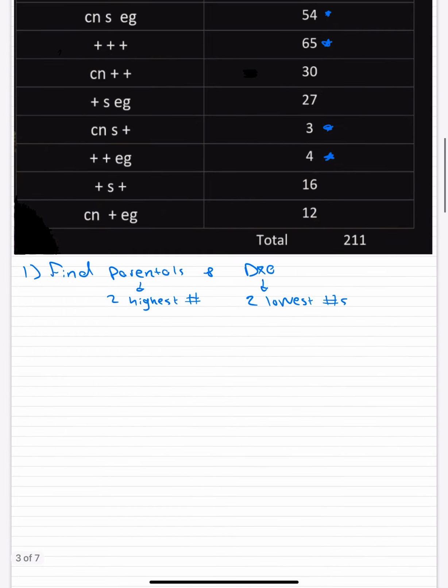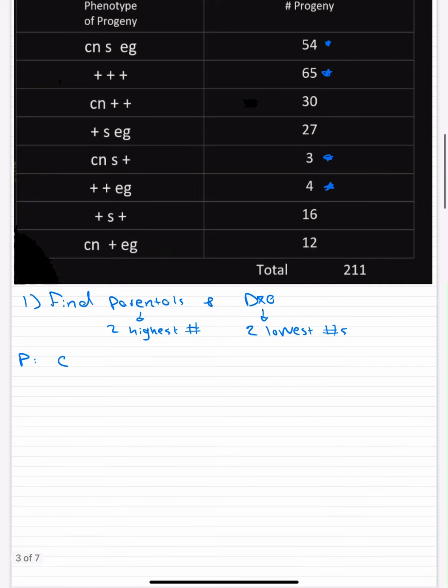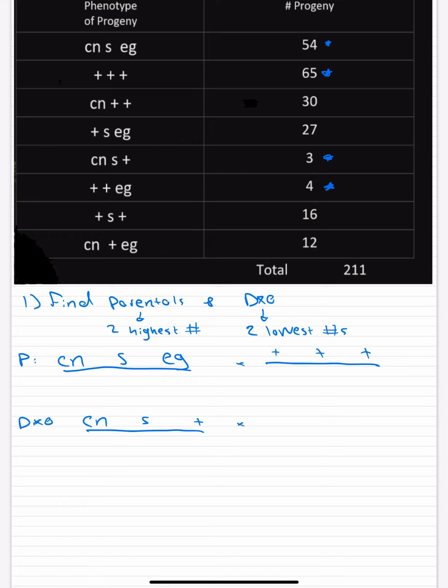So we know that the parentals are going to have the genotype CN S EG, though we do not know the particular order, at least not yet. And we know that the double crossovers have the genotype CN S plus, as well as plus plus EG.